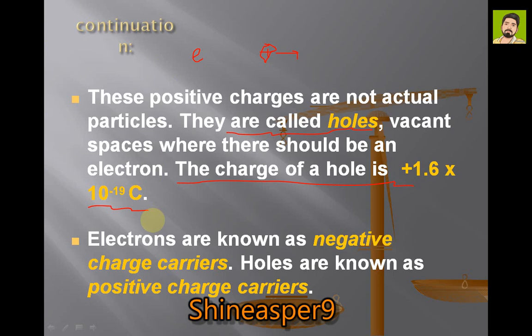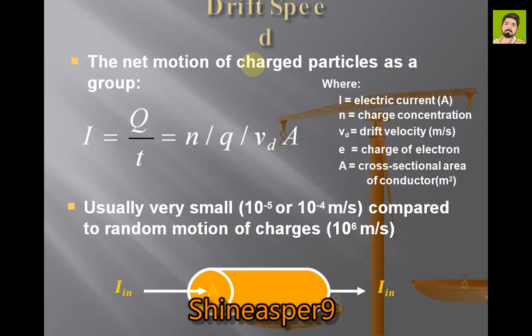Electrons are known as negative charge carriers. I have said that electrons are negatively charged. Holes are known as positive charge carriers. Holes are positively charged. Move to the next slide.